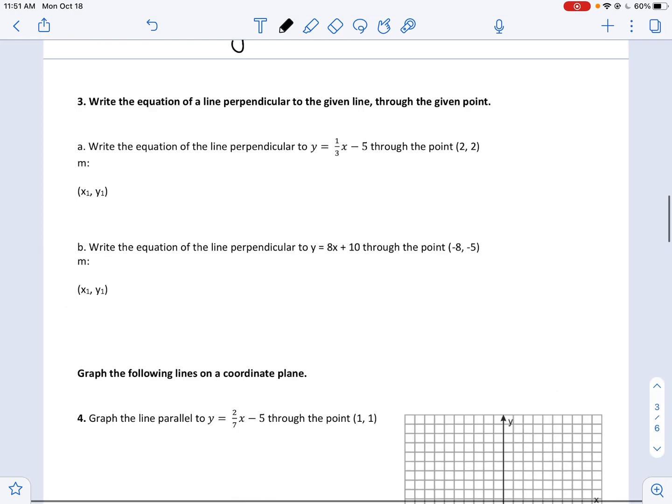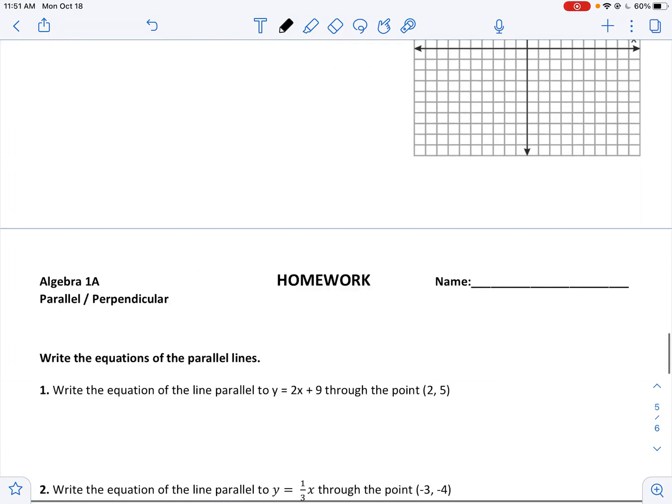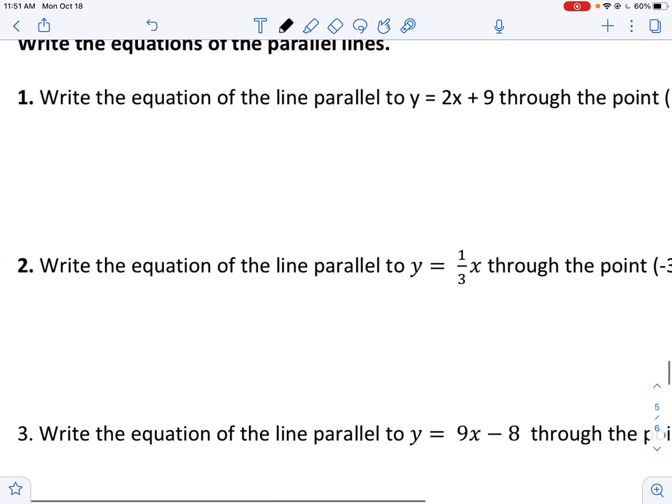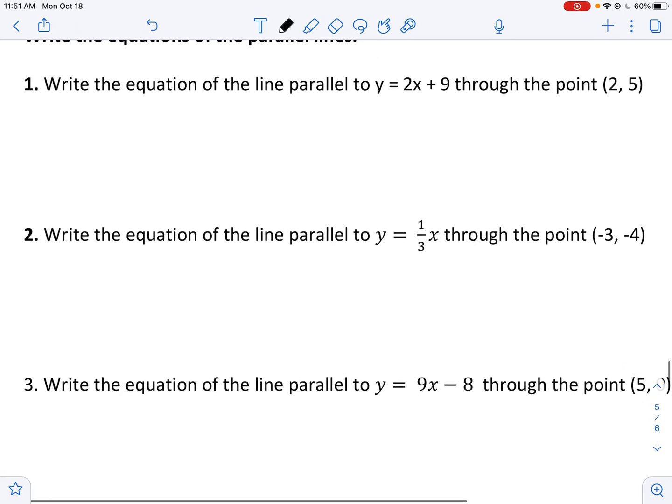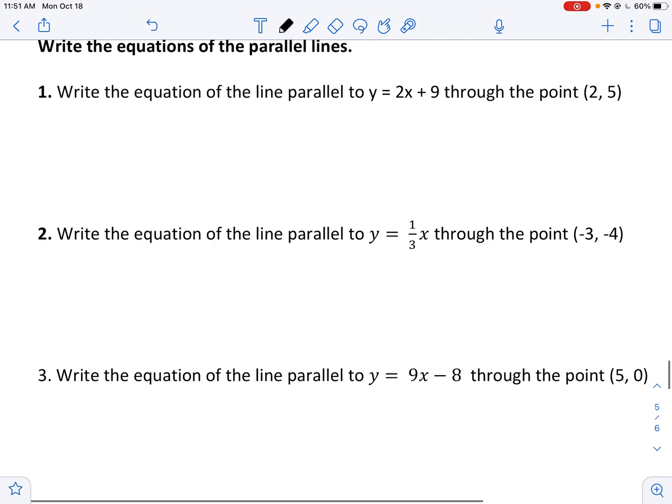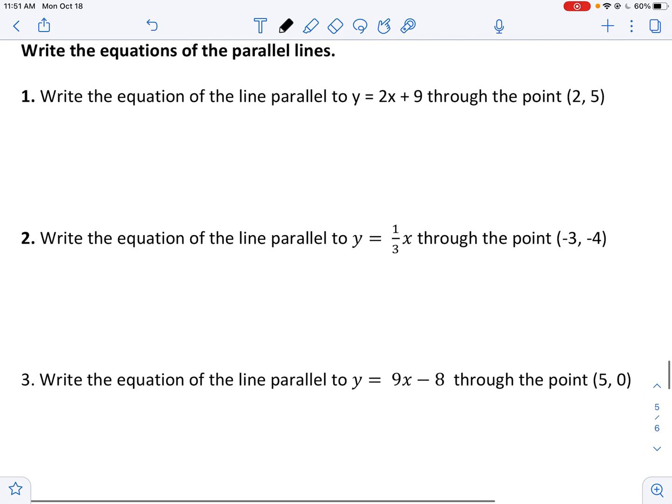All right, why don't you try these first two problems, and then I will write the final answer in just a couple minutes. I'd like you to pause the video and then unpause and check your work. All right, so you should have paused and completed the work already. If not, just pause the video and then unpause when you're ready for the final answer.